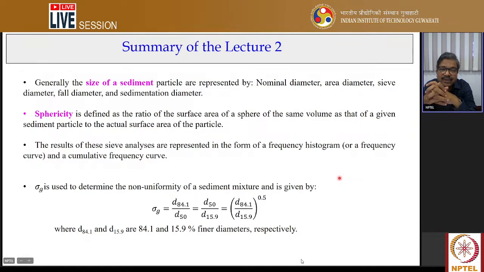The result of the sieve analysis is presented in the form of a frequency histogram, as I was showing you, and a cumulative frequency curve. And we can describe the non-uniformity of sediment mixes in terms of D84.1, D50, and D15.9. D84.1 indicates the diameter through which 84 percent of the finer particles will pass. Then the 50 percentile and 15.9. So we can see how we can grade or characterize the sediment particles.